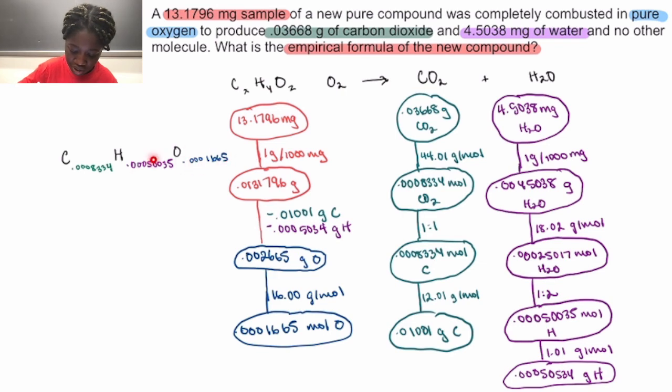If you look, that is oxygen, so we'll divide each of these numbers by 0.0001665, and when you do that, you would get that C has a subscript of 5, H has a subscript of 3, and O will have a subscript of 1. And this is our final answer for the empirical formula of this new compound.